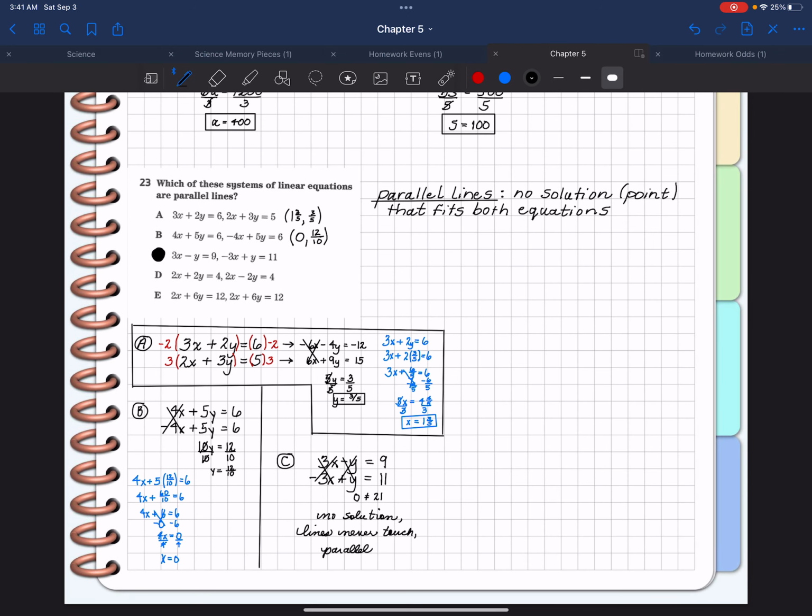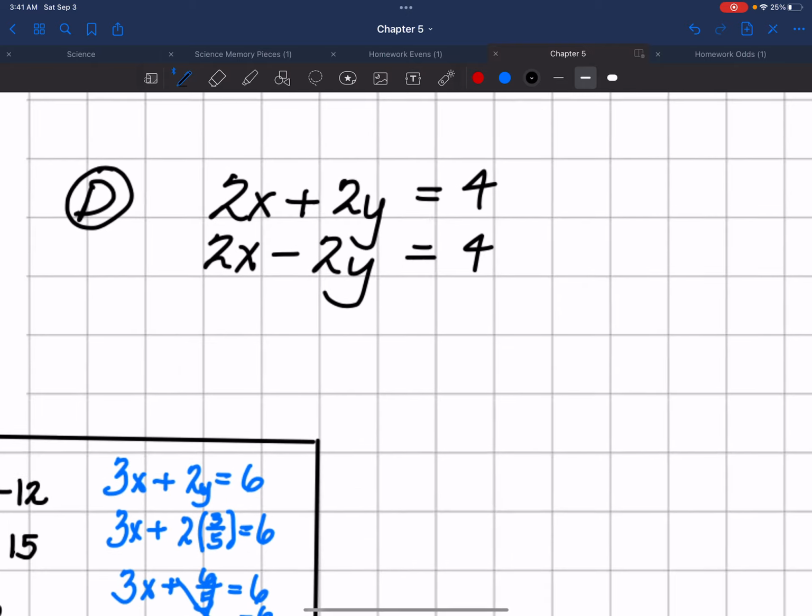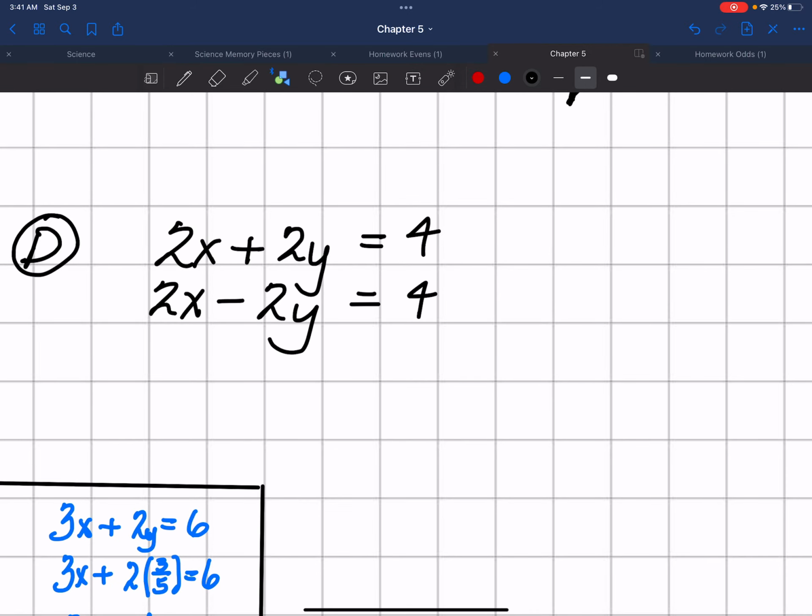Okay, here comes D. I'm going to put it right up here so I have plenty of room for E. D is 2x plus 2y is 4. Then 2x minus 2y is 4. And this time I'm ready to cancel y terms, so I'm just going to do that and leave the x's alone. So we're left with 4x is 4. Divide top and bottom by 4. And you're left with x is 1.